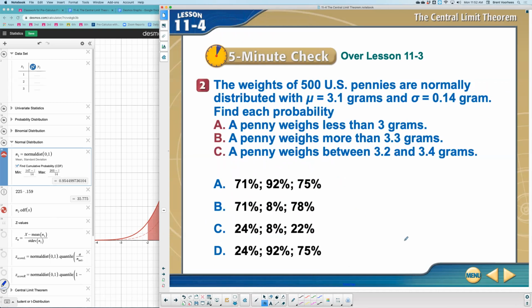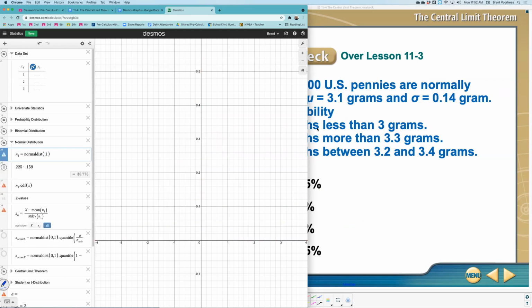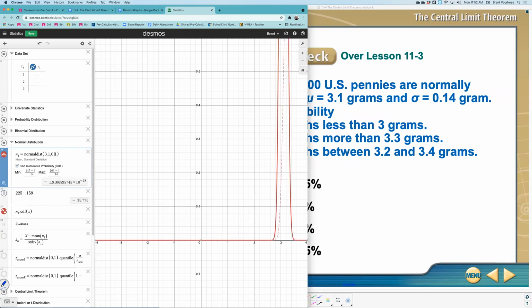Now let's take a look at number 2. It says the weights of 500 US pennies are normally distributed with a mean of 3.1 grams and a standard deviation of 0.14 of a gram, 14 hundredths of a gram. Find each probability. Okay, so this one, just to be simple, I could just type in a 500 here. No, I'm sorry. We have 500 pennies, but it's 3.1 grams with a standard deviation of 0.14 grams. I'm going to remove these values for a moment.